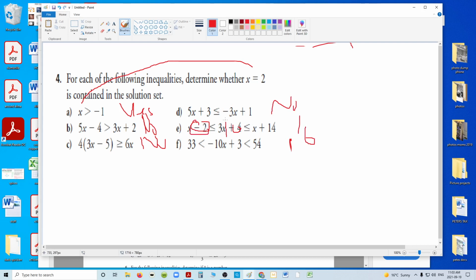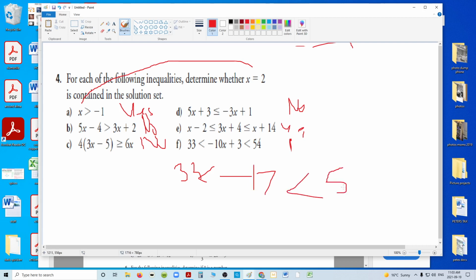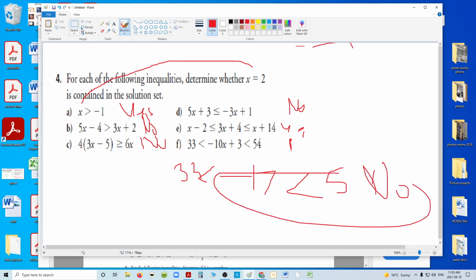Two over here, 16. Is minus 2 smaller or equal to 10, which is in turn smaller or equal to 16? Yes. So that's a no, and that one's a yes. And finally, what is this? Minus 20 plus 3. So you get minus 17. Smaller than 54. No. 33 is not smaller than minus 17, so no. And that's all you have to do for those.